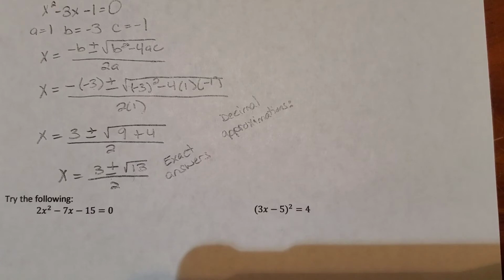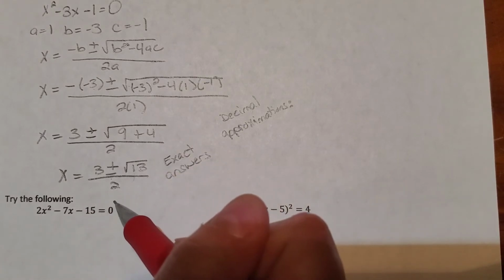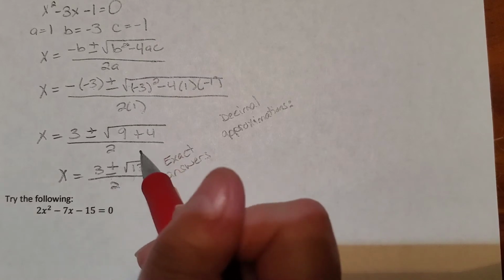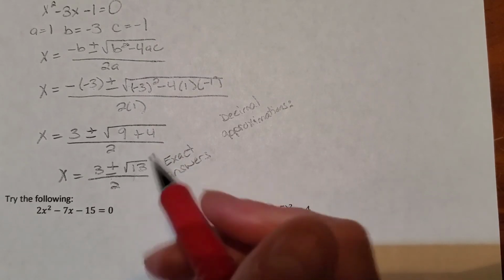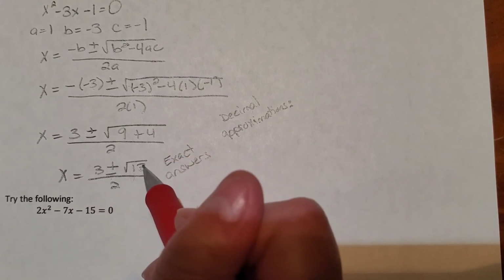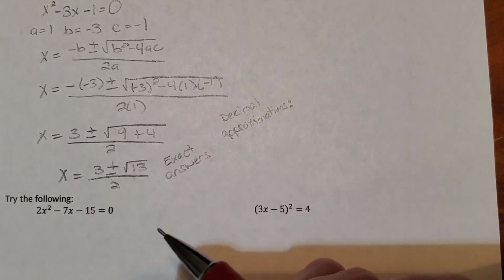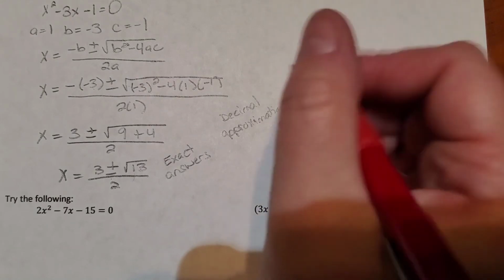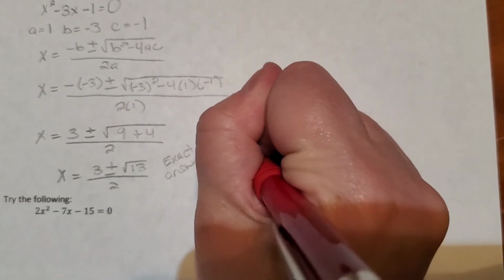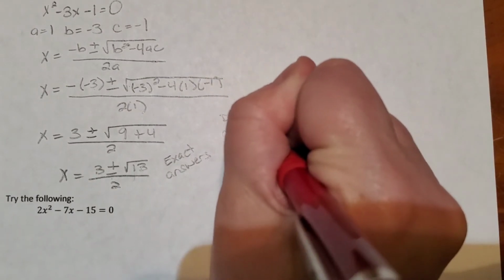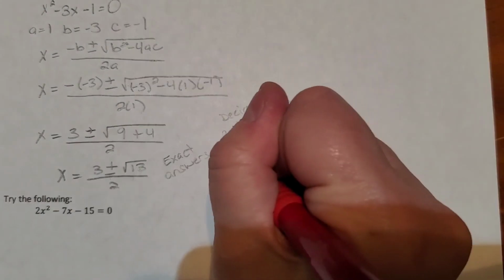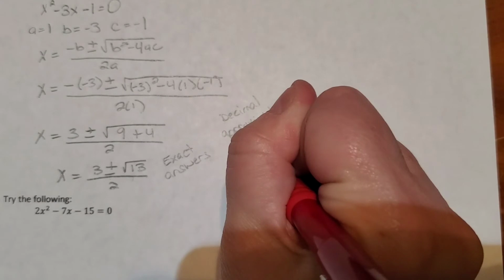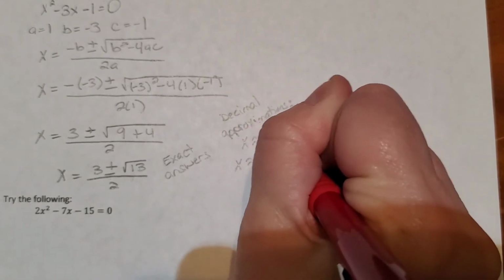Now, when you put them in your calculator, remember it's the whole thing over 2. So either put the whole top in parentheses and then divide by 2, or do it in 2 steps. Do the 3 plus the square root of 13 first, and then divide that by 2. Remember, you've got two answers. You've got 3 plus the square root of 13 over 2, which in your calculator gives you approximately 3.3. We've also got 3 minus the square root of 13 over 2, which as a decimal is approximately negative 0.3.